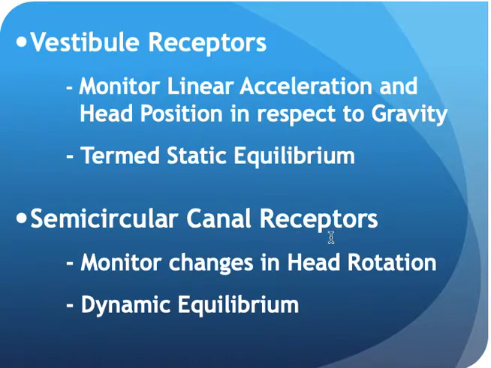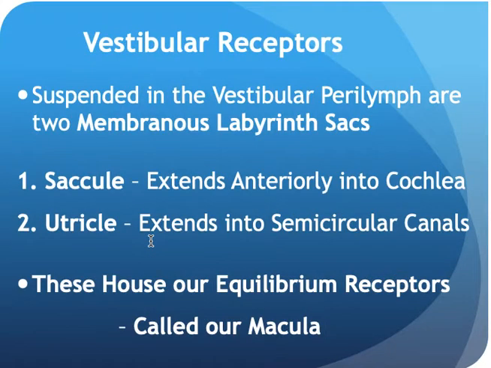Our semicircular canal receptors are going to monitor changes, but again, this is going to be with head rotation, and this one is going to be a little different because it's going to be termed as dynamic equilibrium. So vestibule, okay, linear acceleration, head position with respect to gravity. Semicircular canals are going to be head rotation, and again, you have that circular part, which kind of makes it easy to remember that these ones are going to help us with our rotation.